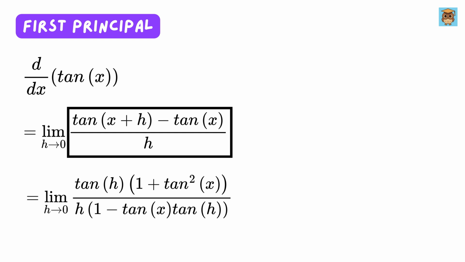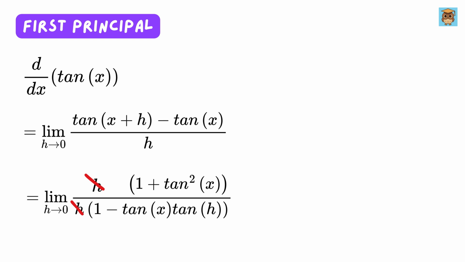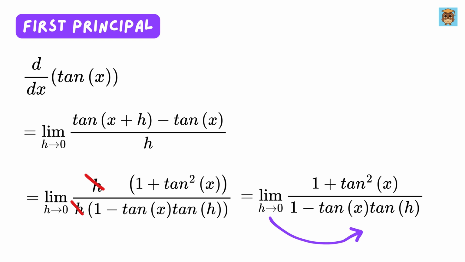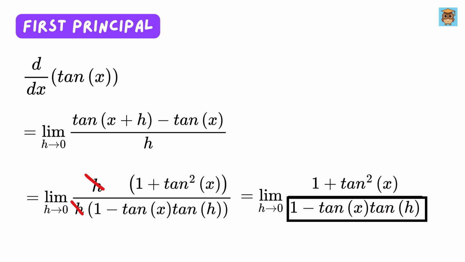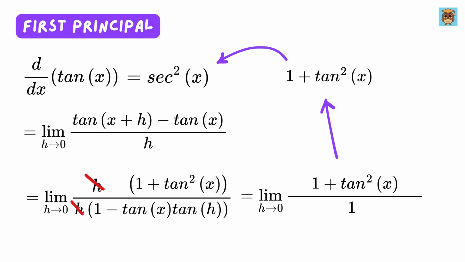From the theory part of limits, we know that as h approaches 0, tan of h becomes equal to h. So we replace tan of h with h and cancel them out, which simplifies the expression to this. Finally, substitute h equals 0 here to get tan of h equals 0, and this whole thing simplifies to 1. In the end, we are left with 1 plus tan square x, which, using trigonometry, is none other than sec square x, and that's it.